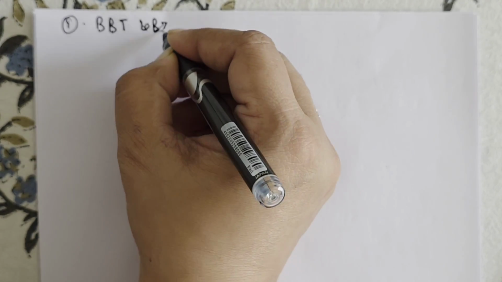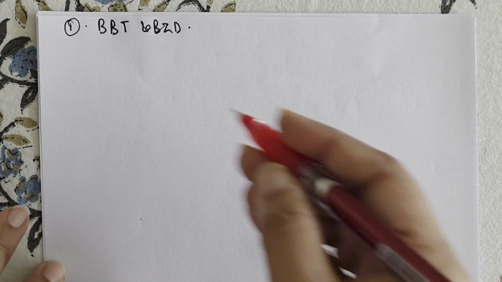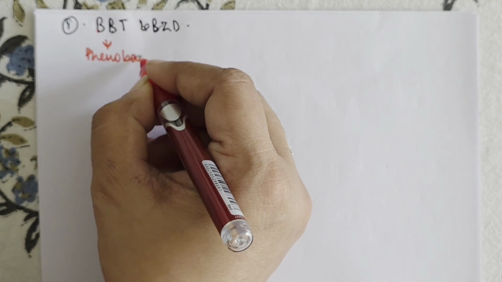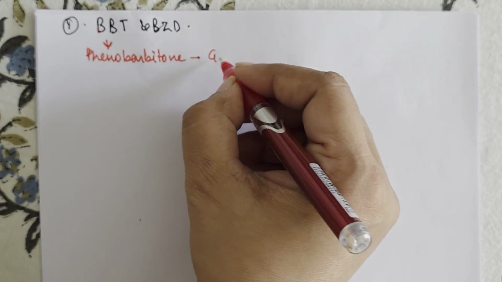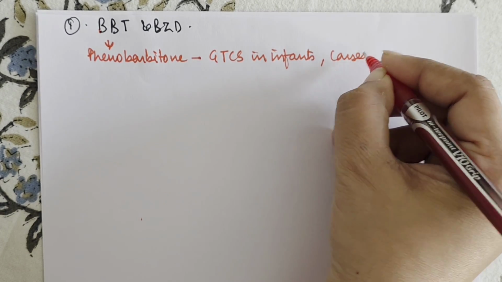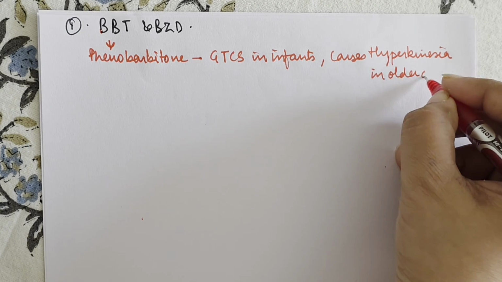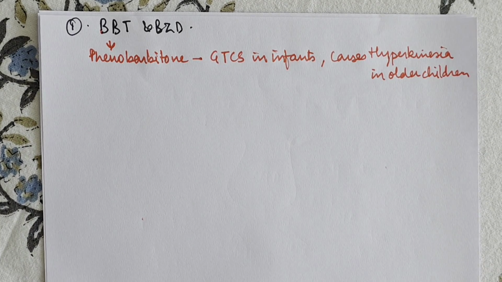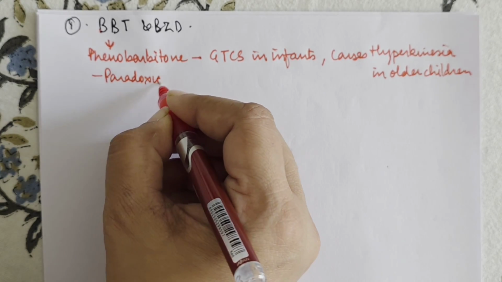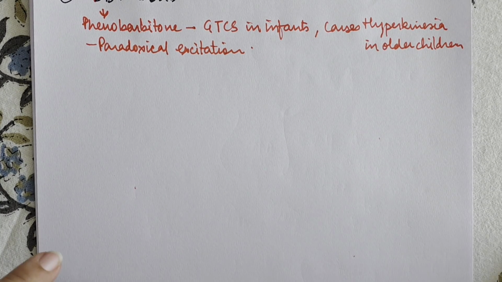So barbiturates and benzodiazepines. We have earlier discussed barbiturates and benzodiazepines in detail in sedative hypnotics, so we know all their contraindications and indications. Among barbiturates, the drug is basically phenobarbital. It is used for GTCS in infants, and causes hyperkinesia in older children, so it is not used there. So for GTCS in infants, we can use it. Barbiturates cause paradoxical excitation, and they are also contraindicated in porphyria. They also have a lot of interactions, so they are not very much preferred.